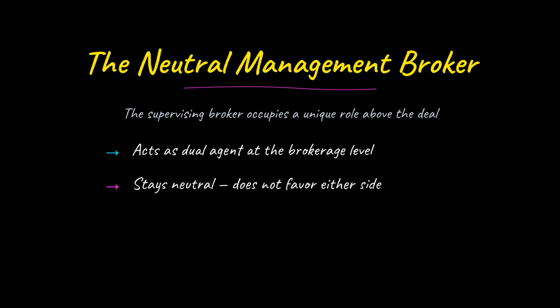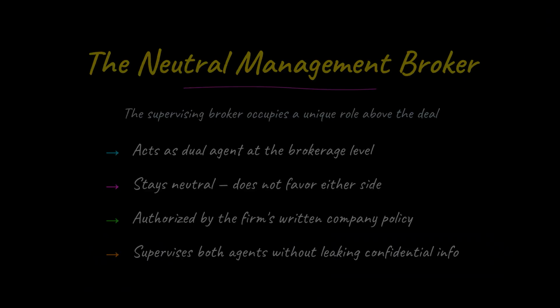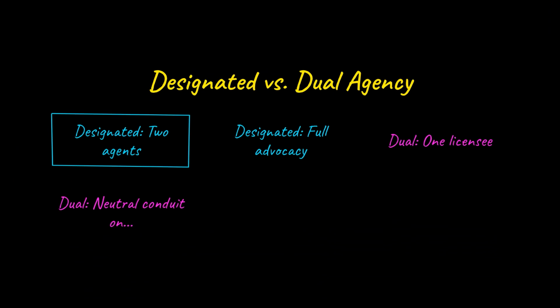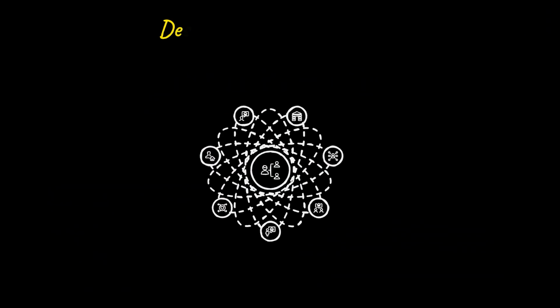This role is authorized in advance by the brokerage's written company agency policy, and the broker supervises both sides without tipping the balance toward either client. The critical distinction examiner's test is this. In plain dual agency, one licensee represents both parties and can fully advocate for neither, becoming a neutral conduit. In designated agency, each client keeps a fully committed advocate. Only the brokerage entity itself occupies the dual role.